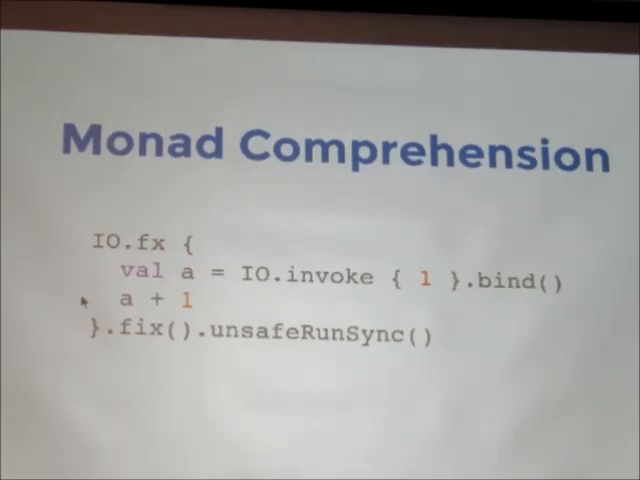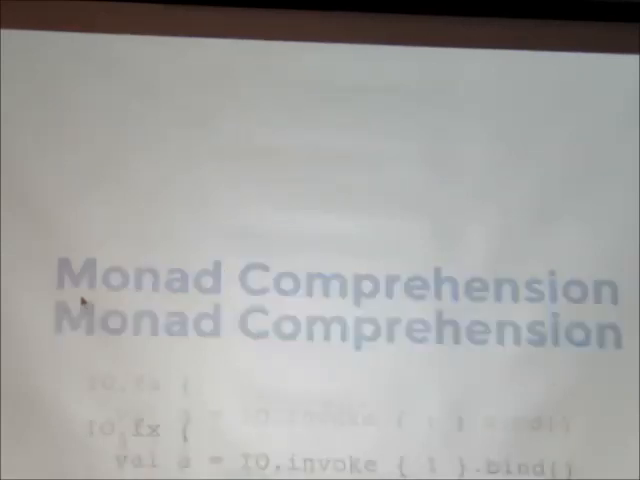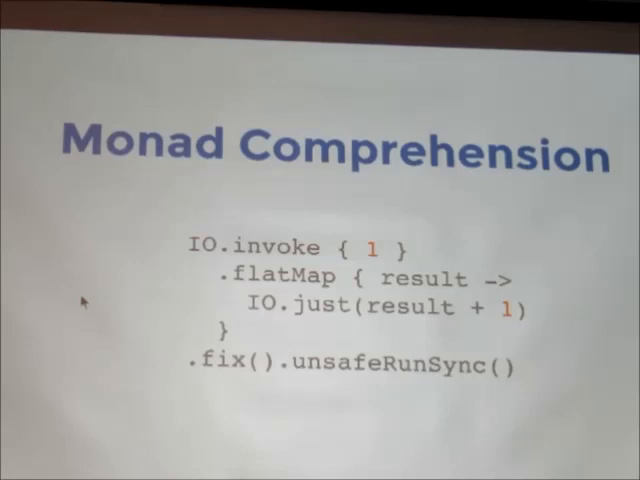So let me step through what this means. If we look up here, you want to invoke something with an IO, so you wrap an IO around the value 1. You then want to flat map the value, add a 1 to it, and return another IO with the value 2.